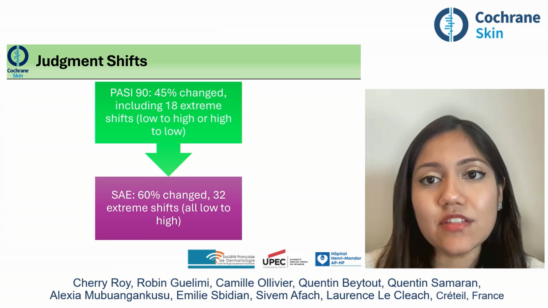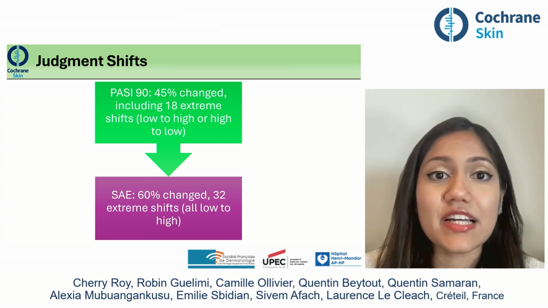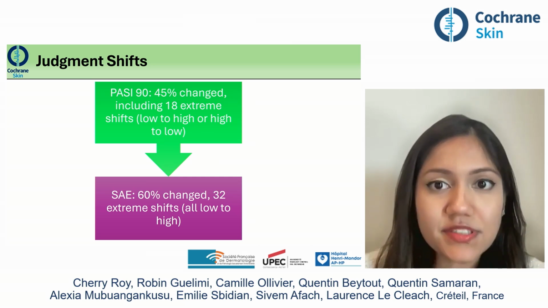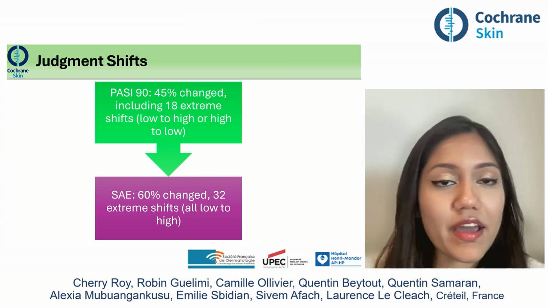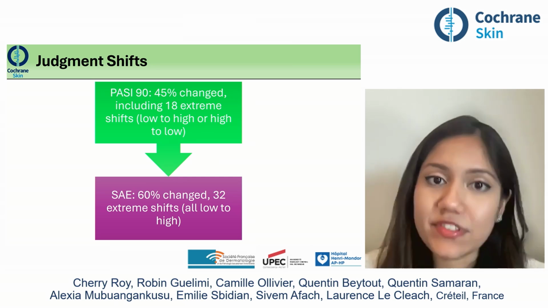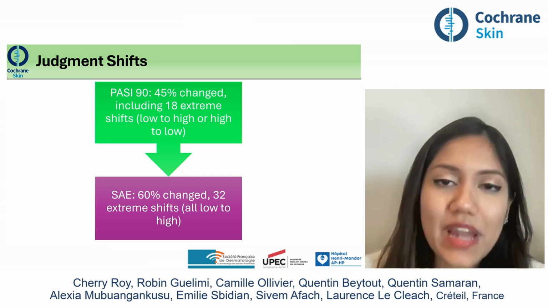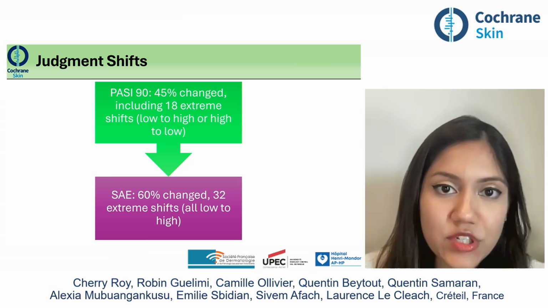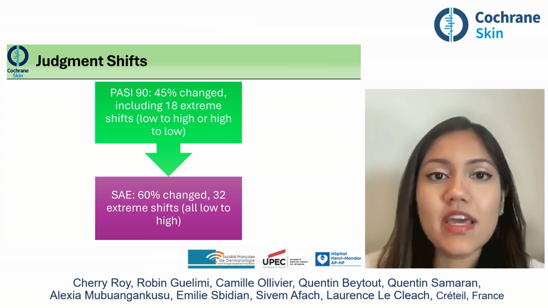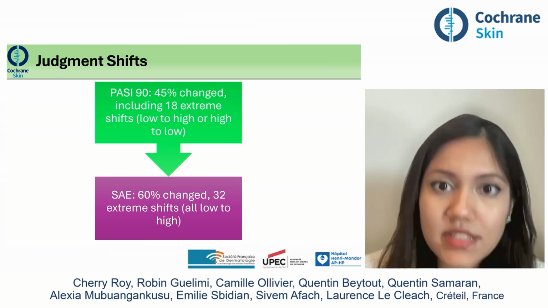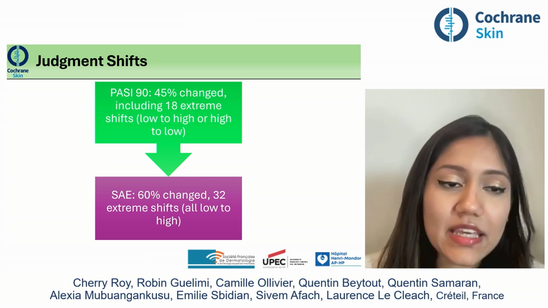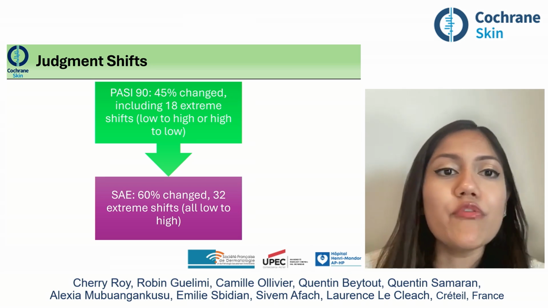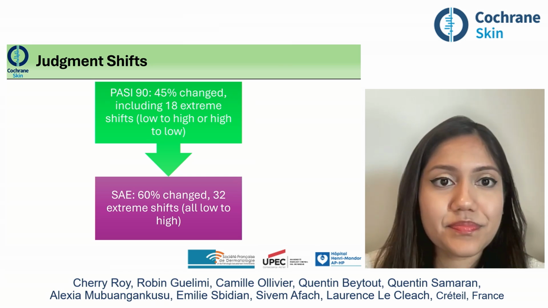Next slide. So this slide also illustrates the shifts between the judgments of ROB1 and ROB2. For PASI 90, we can see 45% of the studies had different judgments between the tools, including 18 extreme switches between low and high and vice versa. For the serious adverse effects, the switch was even more pronounced, with 60% of judgments changing, 32 with extreme switches from low to high. And this is what we would expect. These changes were mainly because of ROB2's stricter criteria and better recognition of reporting deficiencies. Next slide.